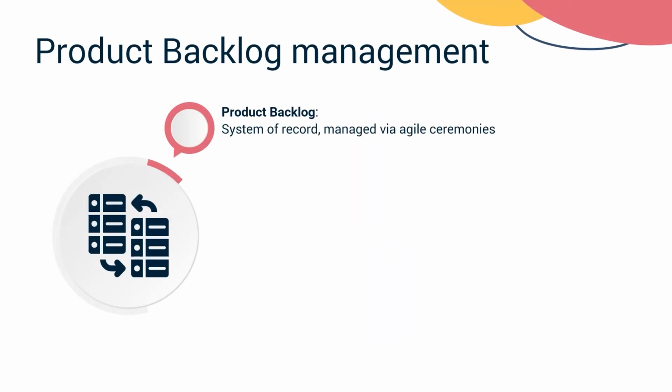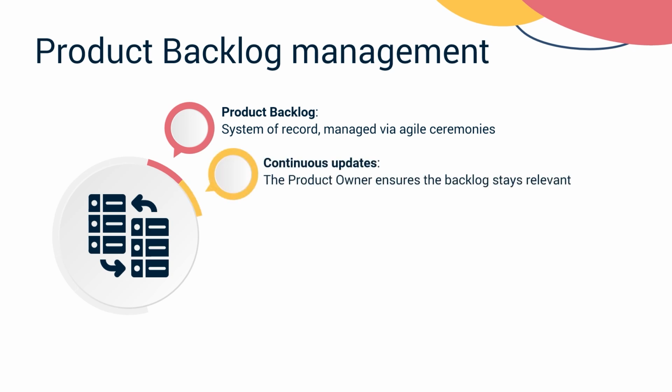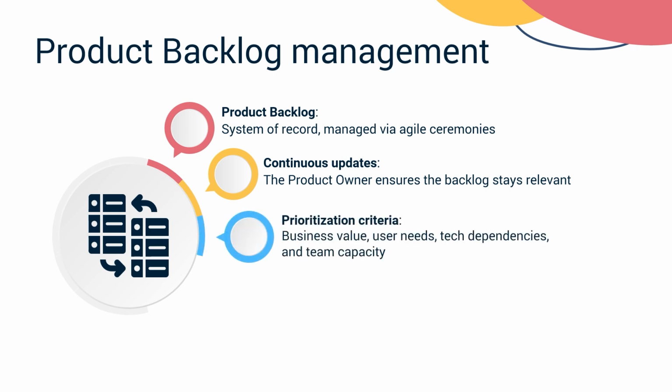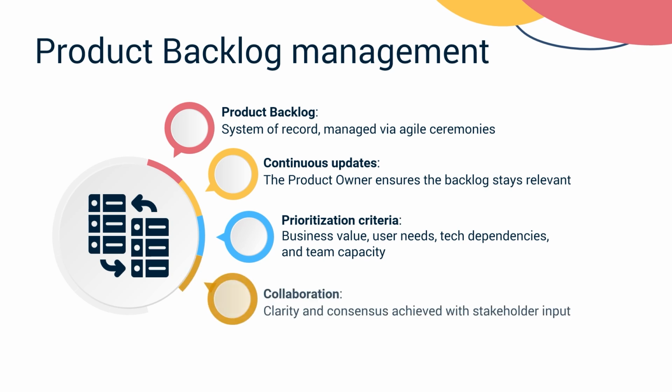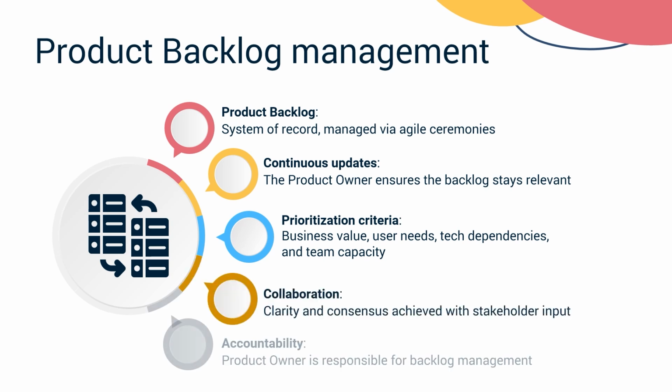The system of record is the product backlog, which is managed by the Agile ceremonies of sprint planning and backlog refinement. Still, the product owner must continue to communicate, collaborate, and gather information from the business so that the backlog stays relevant and updated. Information flows constantly, and this is prioritized by the product owner in criteria that consist of the overall business value, end user and customer needs, technological dependencies, and capacity of the Scrum team. Although the product owner is responsible for these activities, to achieve clarity, consensus, and support, concerted efforts must be made by all of the stakeholders involved.